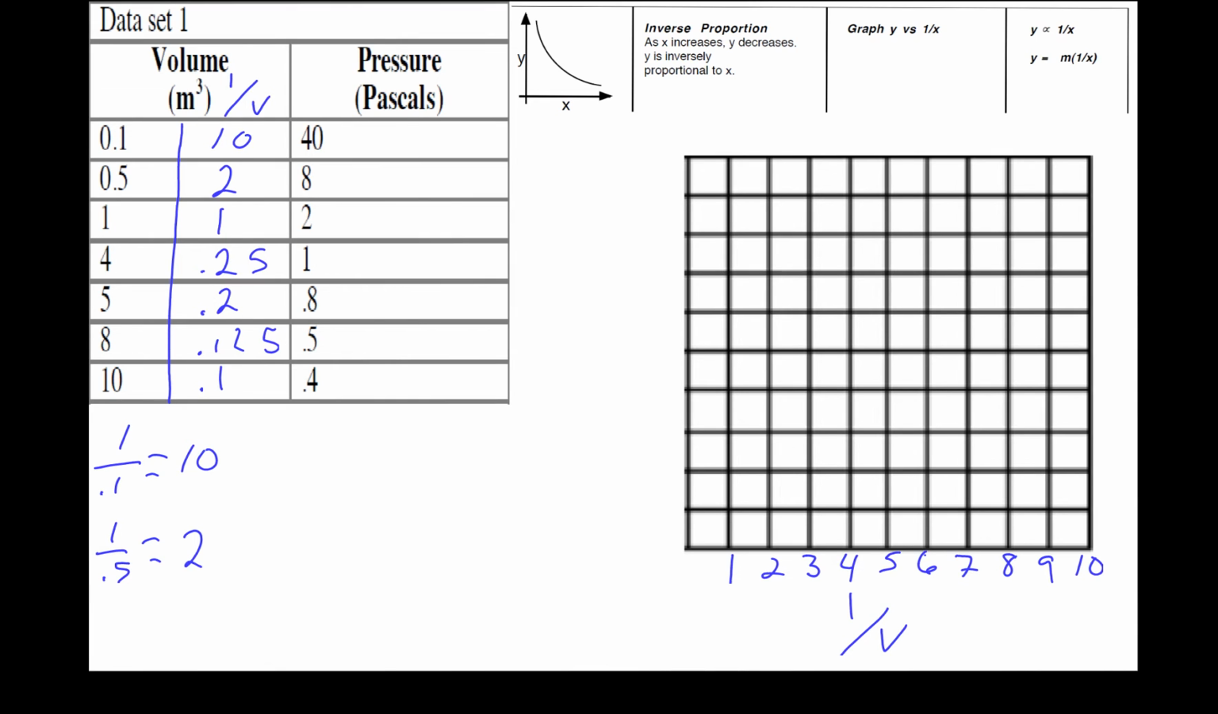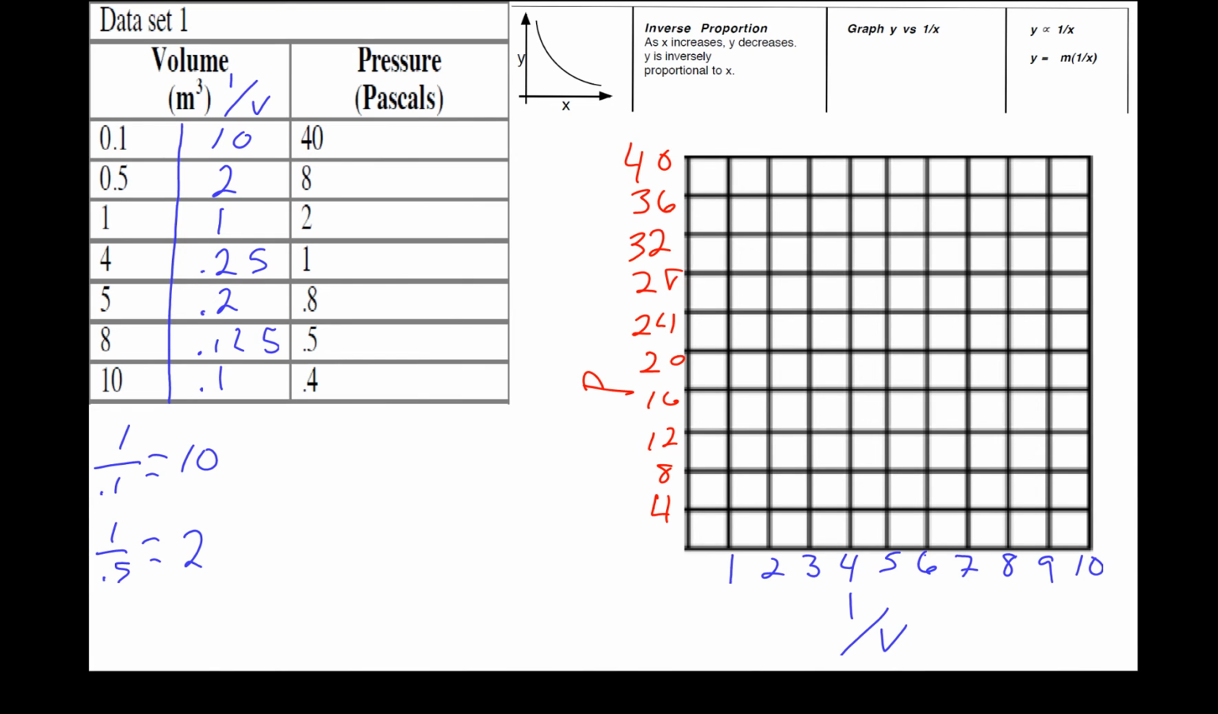Now we label and scale out our y-axis, which includes our pressure. We'll put on here pressure, and I'm going to call it P, and then I'm going to just keep the same scale I had before and just call it 4, 8, 12, 16, 20, 24, 28, 32, 36, and then finally 40.